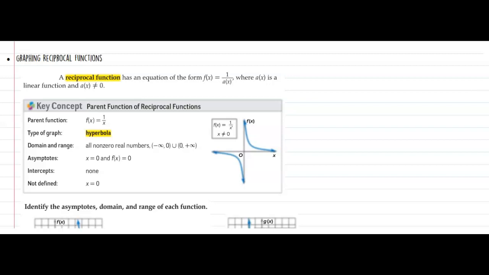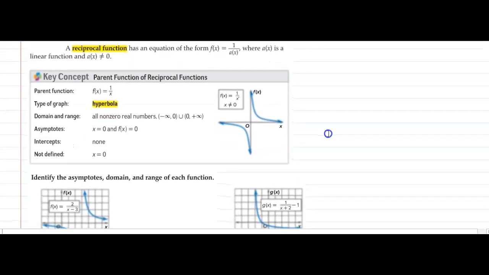called a reciprocal function. A reciprocal function is just going to have a number or a constant in the numerator, and it's going to have an expression in the denominator that's going to be linear. And what that means is that x is only going to be to the power 1. We're not going to have any x squareds or x cubes just yet. It's going to stay linear.